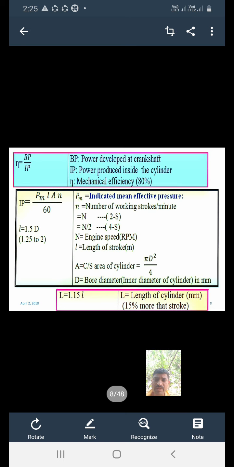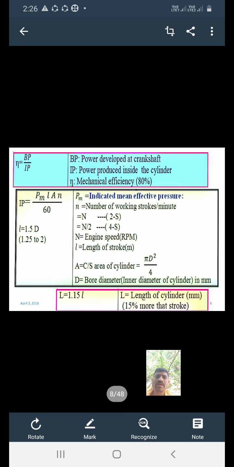If you calculate per second, then again you have to divide by 60. If N only is given, then this is for the two stroke engine, and if N by 2 is given, then you will get it for the four stroke engine. N is the engine speed, this is given in RPM. Calculate the N. Then you can put L is equal to 1.5 D. This value is in between 1.25 to 2, remember that.